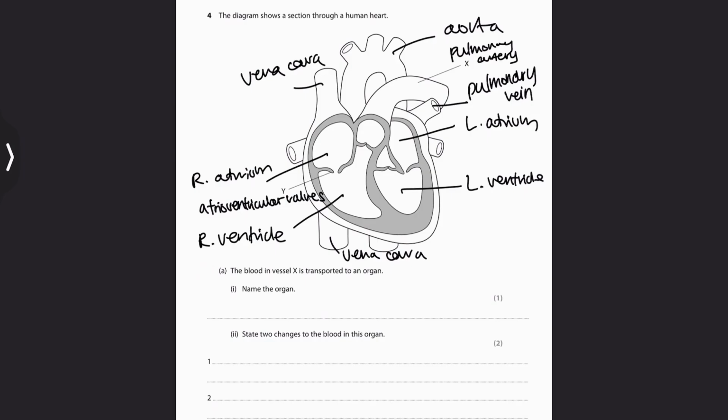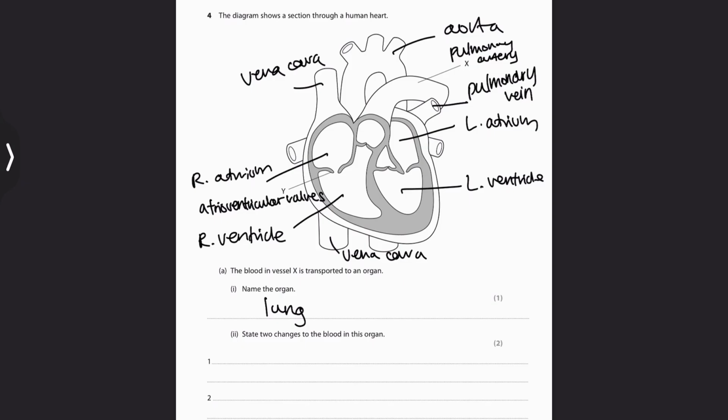The blood in vessel X is transported to an organ. Name the organ. So blood vessel X is right here. That blood, trace it back. It came from this chamber, which was the right ventricle. The right ventricle is the right side of the heart, carries deoxygenated blood, and therefore it's got to be going to the lungs. So therefore it's going to the lungs.